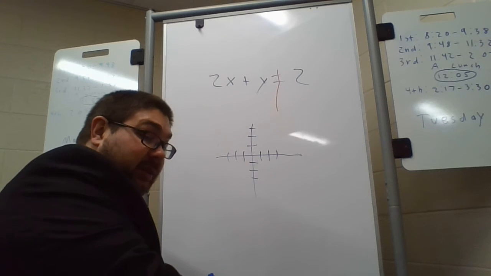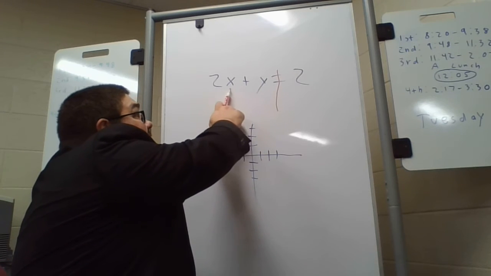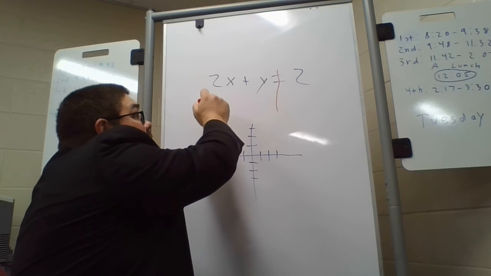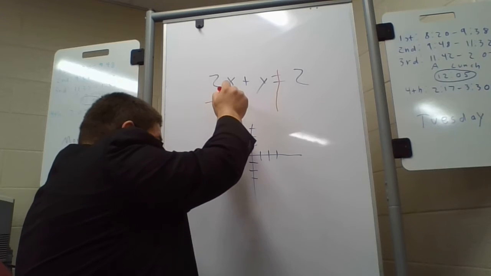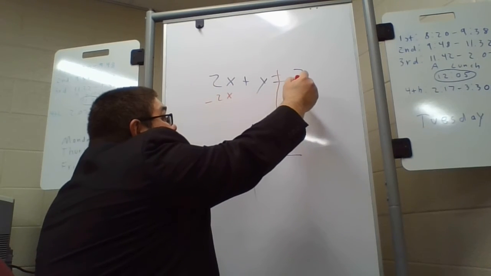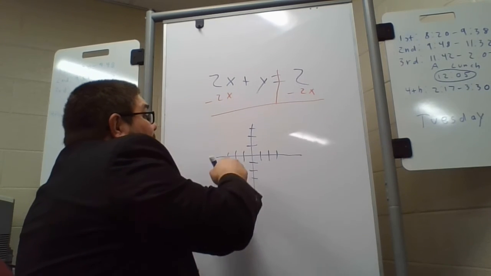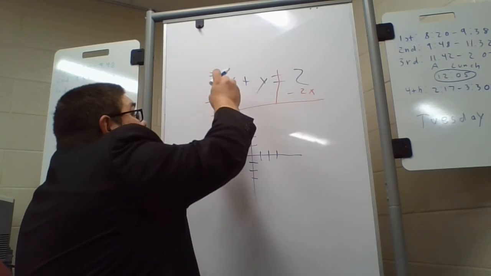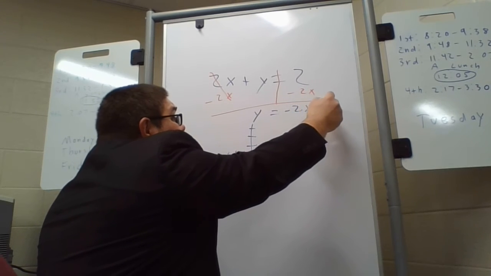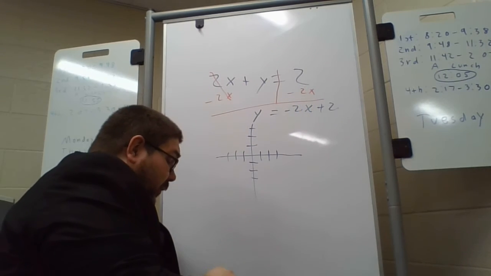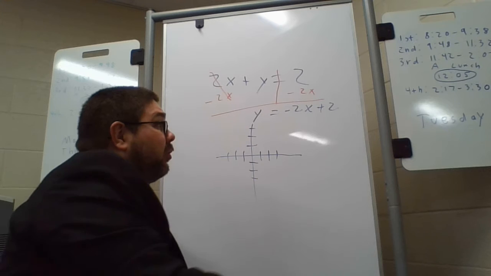Now, this is a one-step literal equation. We have y, and the only other thing on this side is 2x. Well, what's the opposite of 2x? It's minus 2x. We subtract 2x on both sides, and our new equation looks like this: y equals negative 2x plus 2. Now it's in slope-intercept form.